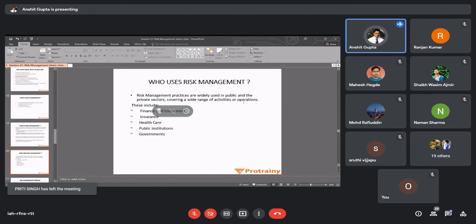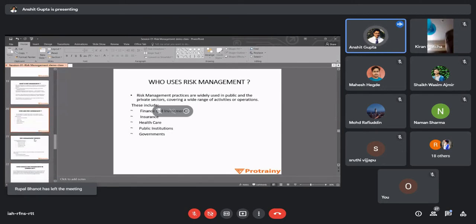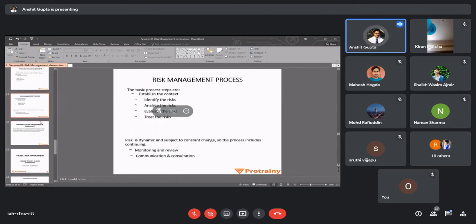Who uses risk management? Everyone uses risk management. Finance and investment companies, insurance companies, healthcare, public institutions, government bodies, and obviously our construction industry. Everyone uses risk management now. Now, the last 2 points which I'll try to take today, and then I will show you just a glimpse of what a risk register looks like and what a risk impact table is. I will give you the glimpse of the same.